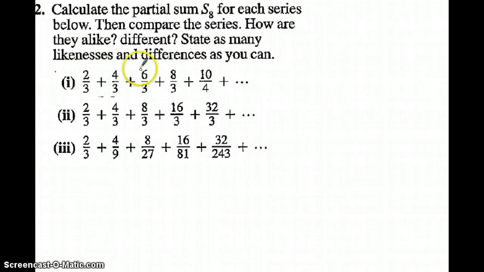Okay, so 2/3, 4/3, 6/3, 8/3. I'm guessing, would this be 12/3? No, wait, 2, 4, 6, 8, 10. Oh, wait, what? Is that a misprint? 10/4? You've got to be kidding me. 2/3, 4/3, 6/3, 8/3. Life is going pretty well. All of a sudden, 10/4? I'm guessing that's probably a misprint.